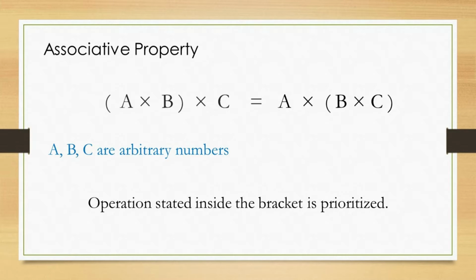First of all, what is associative property in multiplication? The associative property puts priority on a certain operation. In multiplication of numbers, the associative property is expressed by the following mathematical expression. The multiplication of A and B times C is equal to A times the multiplication of B and C. The operations stated inside bracket are prioritized.